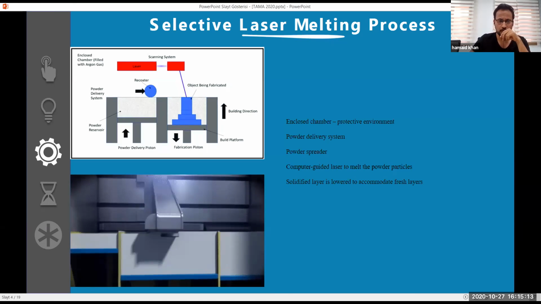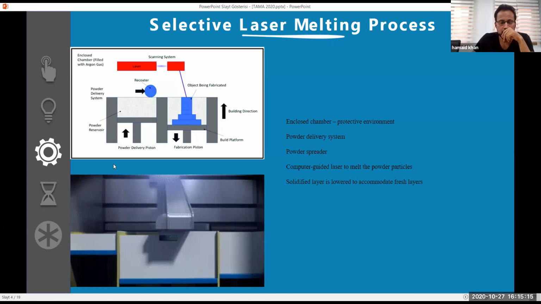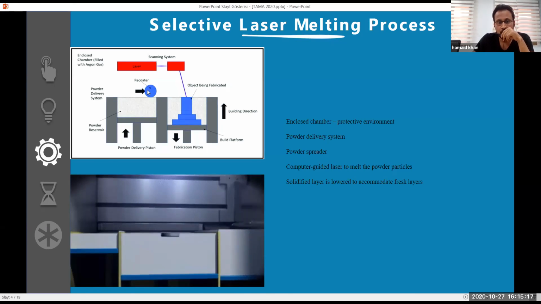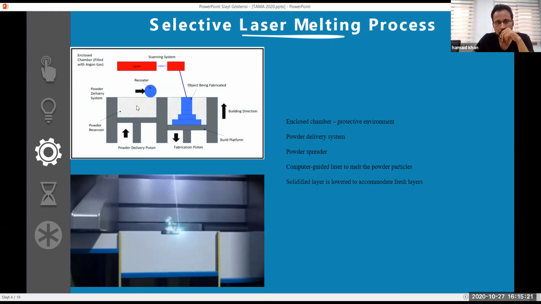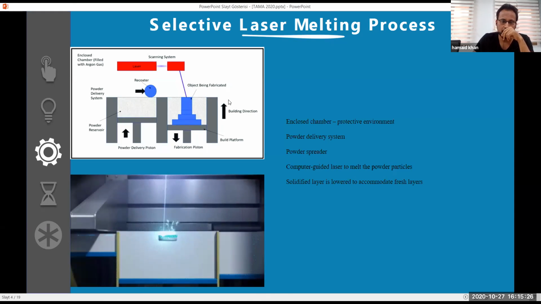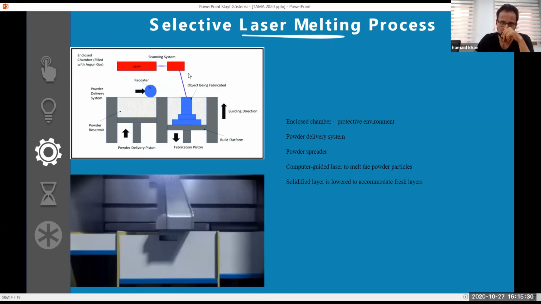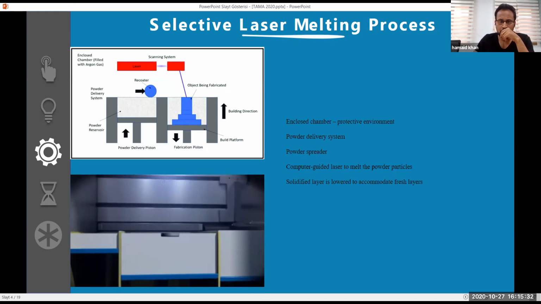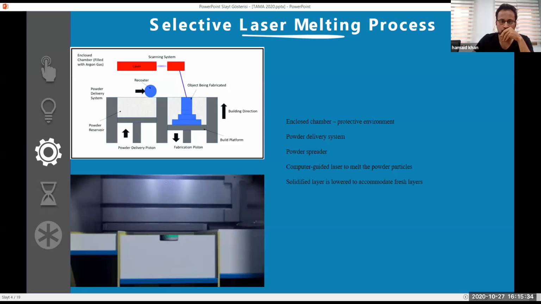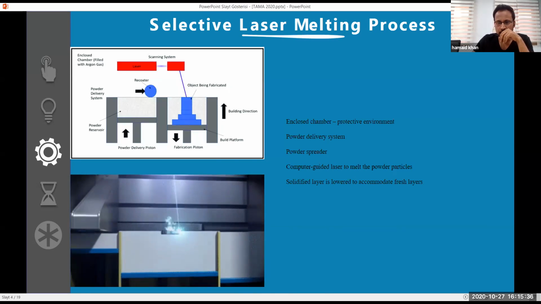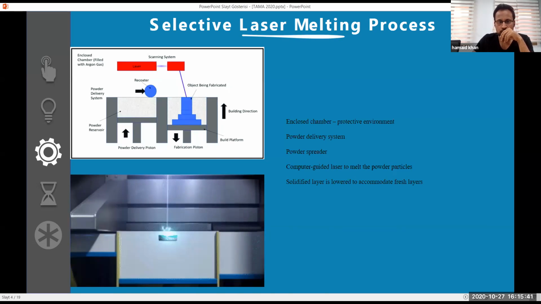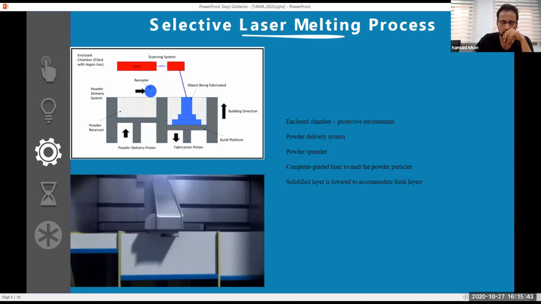Now, what is the selective laser melting process? Here you need a recoater and powder delivery system, where you insert the powder into the system and spread it onto the powder bed, and the laser is then used according to the CAD model. You can use it from the computer CAD model, and you can use it to scan the specified regions to produce three-dimensional structures, as you can see in here.